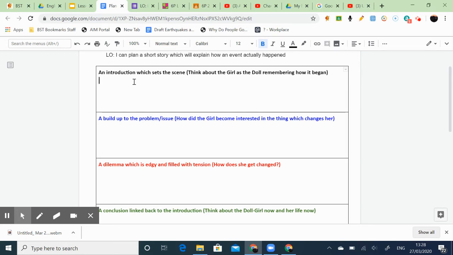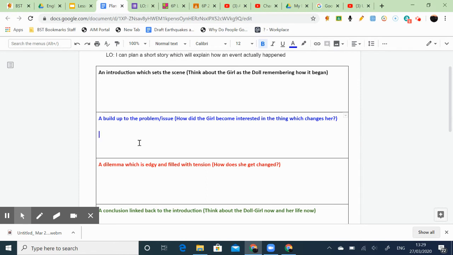Just write down things, for example, which you might see around, what's happening at the time, things and events like that. Now, secondly, you are going to look at your second section, which will be your second paragraph, because each of these are paragraphs, and they're only short paragraphs for your story: a build up to the problem or issue. And what we want to know is, how did the girl become interested in the thing which changes her? Sorry, we actually need a question mark there, don't we? So let's put a question mark in just at the end there. Sorry. There we are. So how did she become interested in that? That is the build up to the problem.